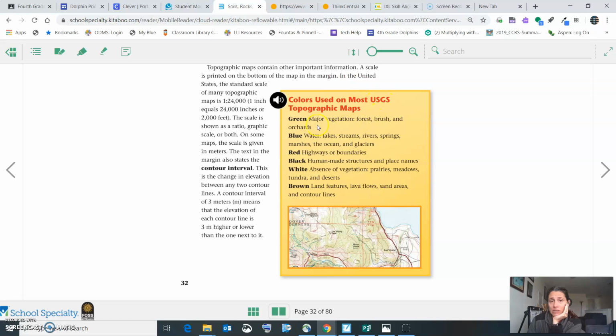So the colors we noticed: green is major vegetation, forest, brush, and orchards. So all the green on this map means there's major vegetation. Blue is water: lakes, streams, rivers, springs, marshes, the ocean, and glaciers, and you can see that. Red is highways or boundaries. Black is human-made structures and place names. White is absence of vegetation, like prairies, meadows, tundras, deserts. Brown is land features, lava flows, sand areas, and contour lines. So the colors match whatever it's representing.